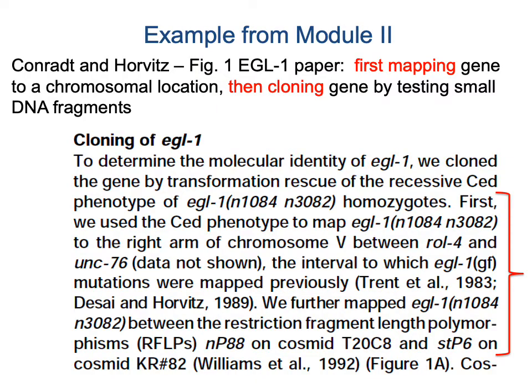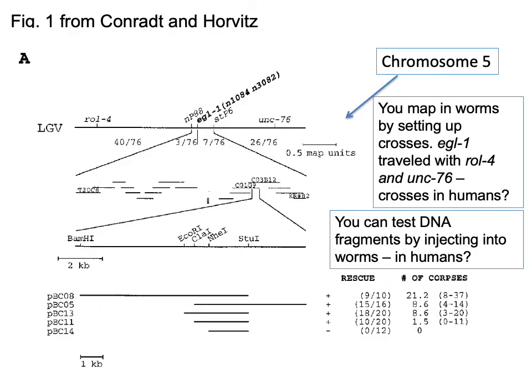We have seen an example of gene mapping that has led to gene cloning in Module 2 in the C. elegans programmed cell death paper by Conradt and Horvitz. In Figure 1, we saw that they mapped the EGL-1 gene to a chromosomal location, and then they cloned the gene by testing small fragments. So in the text, I've highlighted where they mention this, and this is shown in Figure 1.